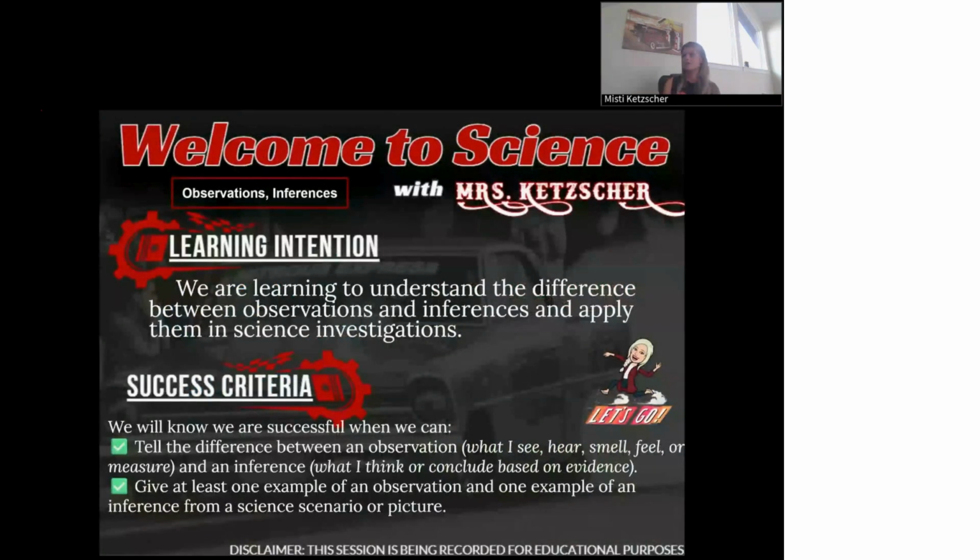We are learning to understand the difference between observations and inferences and apply them in science investigations, okay? Our success criteria: we will know we are successful when we can tell the difference between an observation, and observations are what I see, hear, smell, feel, or can measure. And an inference is what I think or conclude based on evidence. And we can give at least one example of an observation and one example of an inference from a science scenario or picture. Okay, so that is our plan for today.